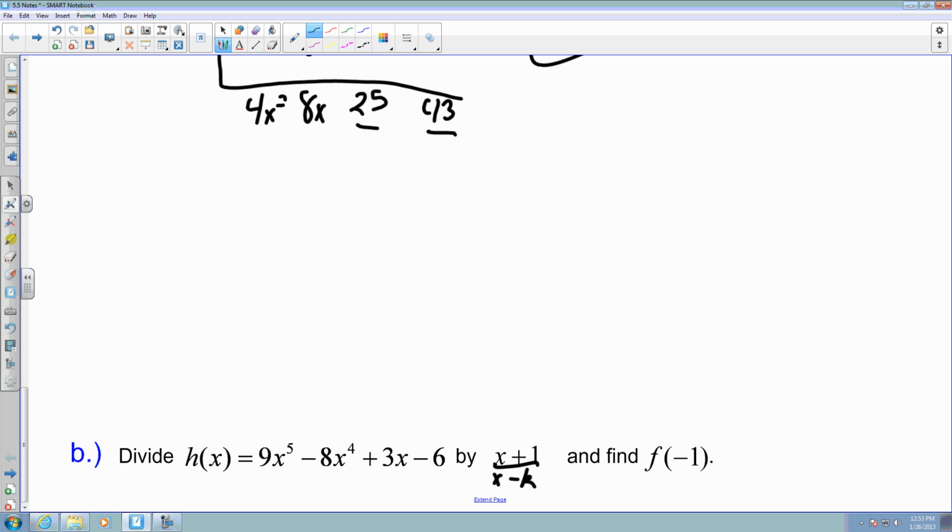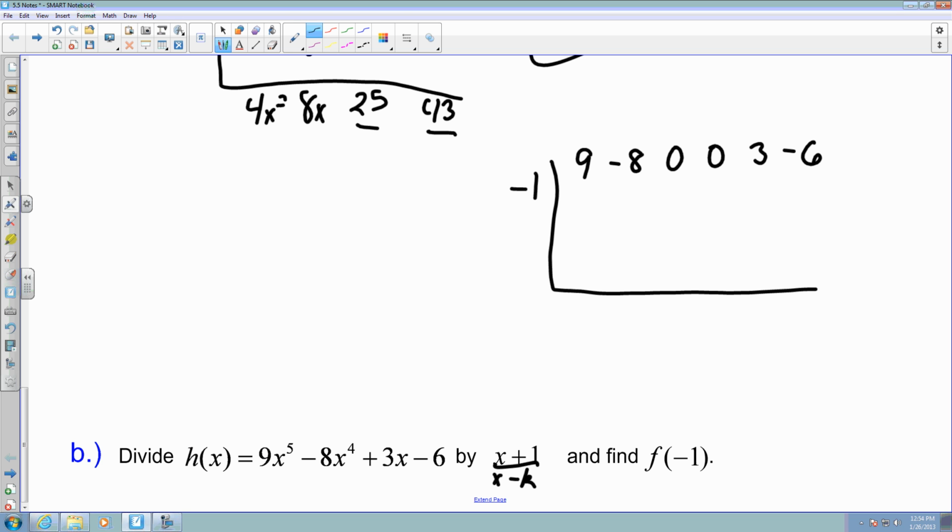So again, same thing, negative 1, little half box. My x to the 5th is 9. X to the 4th would be negative 8. I don't have an x to the 3rd or an x squared, so I write those as 0 and 0 as my coefficients. And then x is 3 and my constant is negative 6.